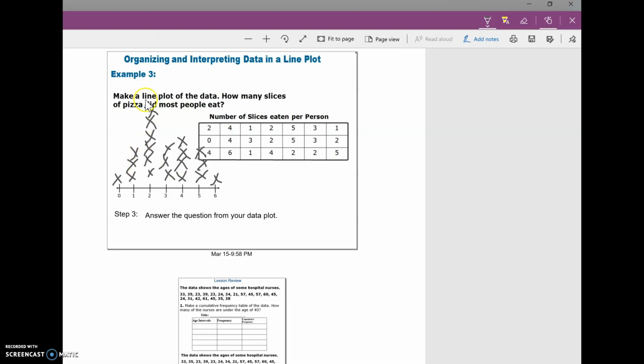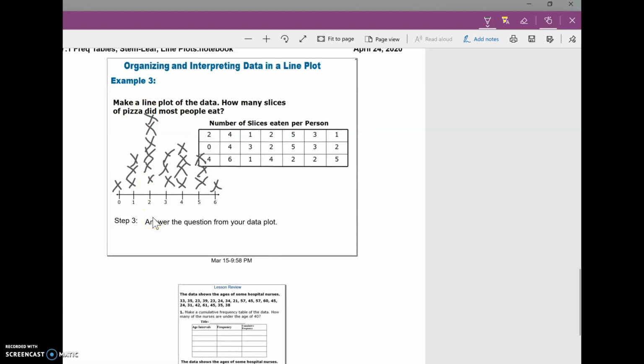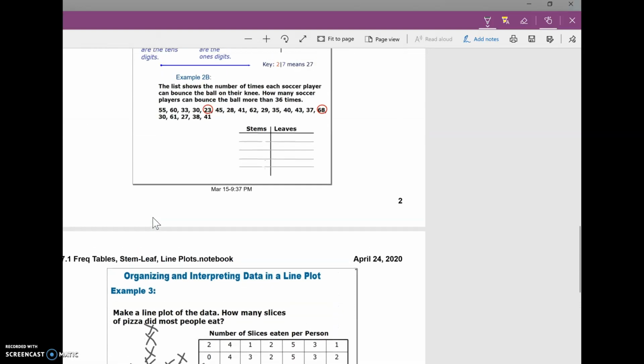Okay, question is, how many slices of pizza did most people eat? Well, which one's the highest? 2. So you would say 2 pieces is what most people ate. Most of the people ate 2 pieces.